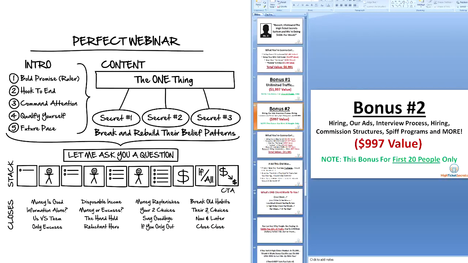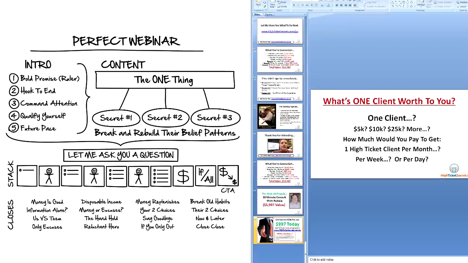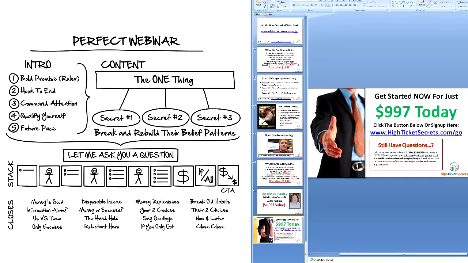And then your close is usually the very end where you're like, look, guys, this is it. Webinar's over. Go sign up right now. Again, click the button or sign up below. Go to www.highticketsecrets.com/go, and you keep pushing them to the call to action, to the URL, over and over and over again as many times as you can.